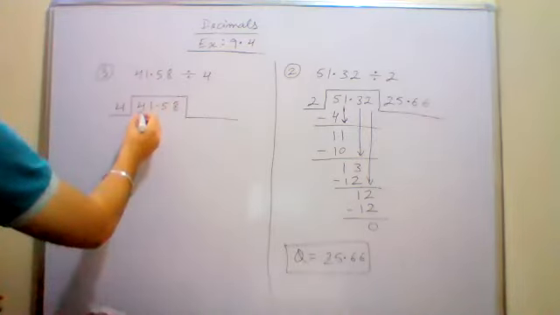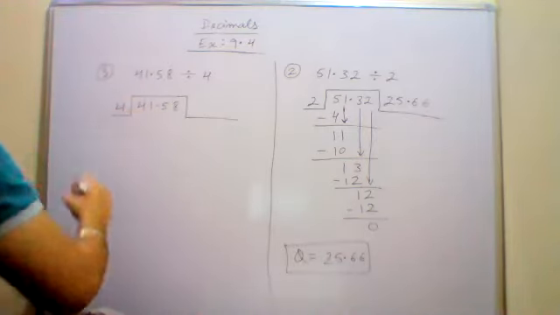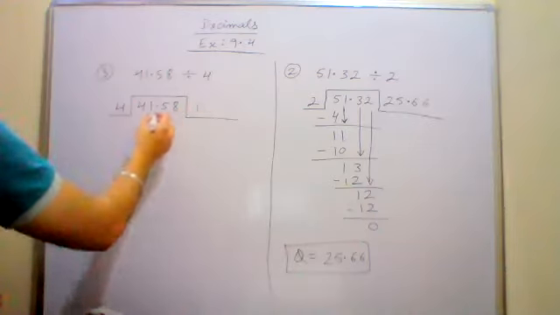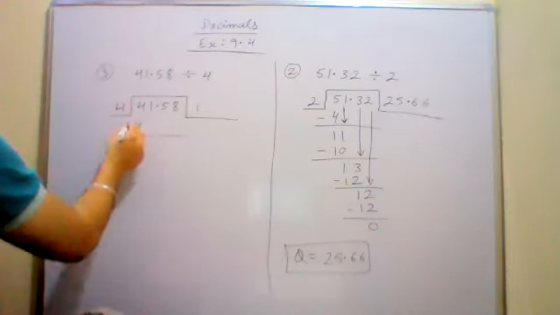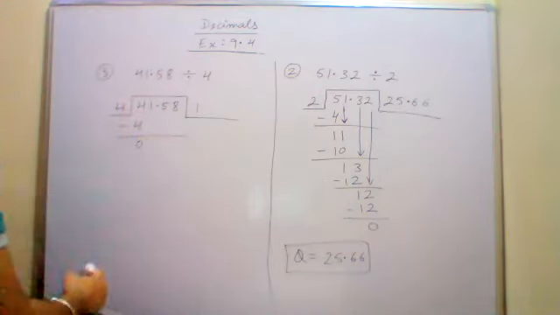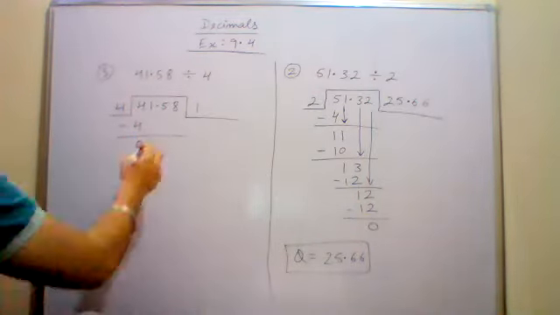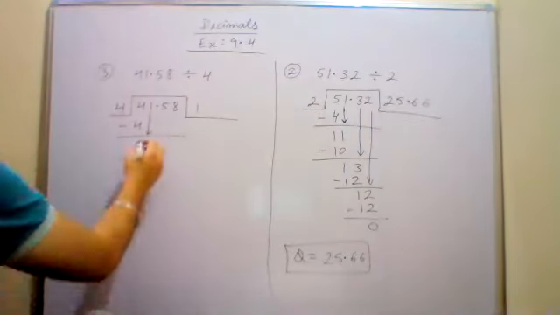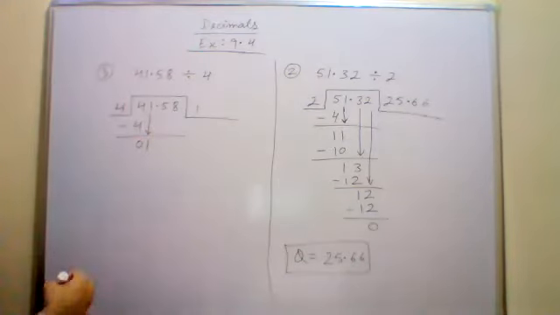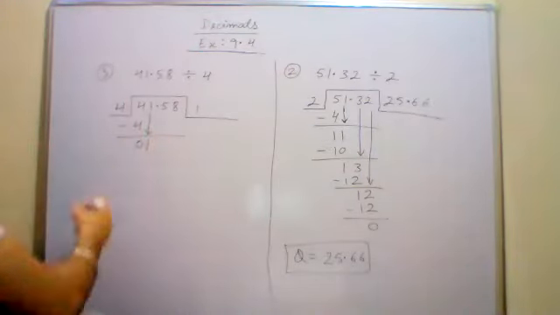So first digit is 4. 4 is not smaller than 4. So you will divide the first 4. 4 into 1 is 4. Correct. 4 minus 4 is 0. Now the next digit after 4 is 1. 1 is the next digit. Copy down 1. So this becomes 0, 1.